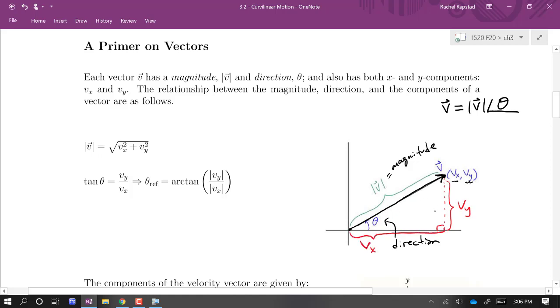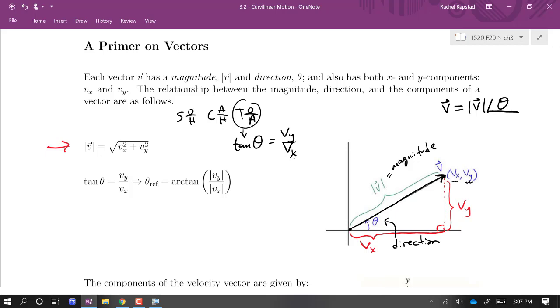And so we have this nice right triangle, and you can see why the magnitude is given by the square root of the sum of the squares. That's Pythagoras. And since we have a right triangle, SOHCAHTOA applies, this right triangle trigonometry. We know that tan theta is Vy over Vx. And so if you're looking for the angle, you can use the arctan function.